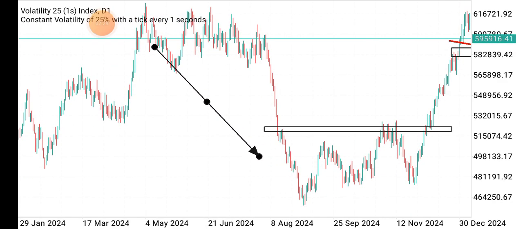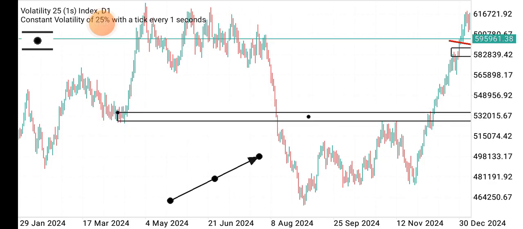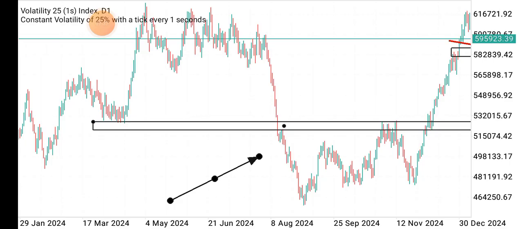And if you want to do it correctly, you have to consider this particular level here where the market bought from previously. Then you have to place your zone there, all right, to accommodate. You have a touch here, we have a touch here, then we have touches here, and then you can see the market broke out.